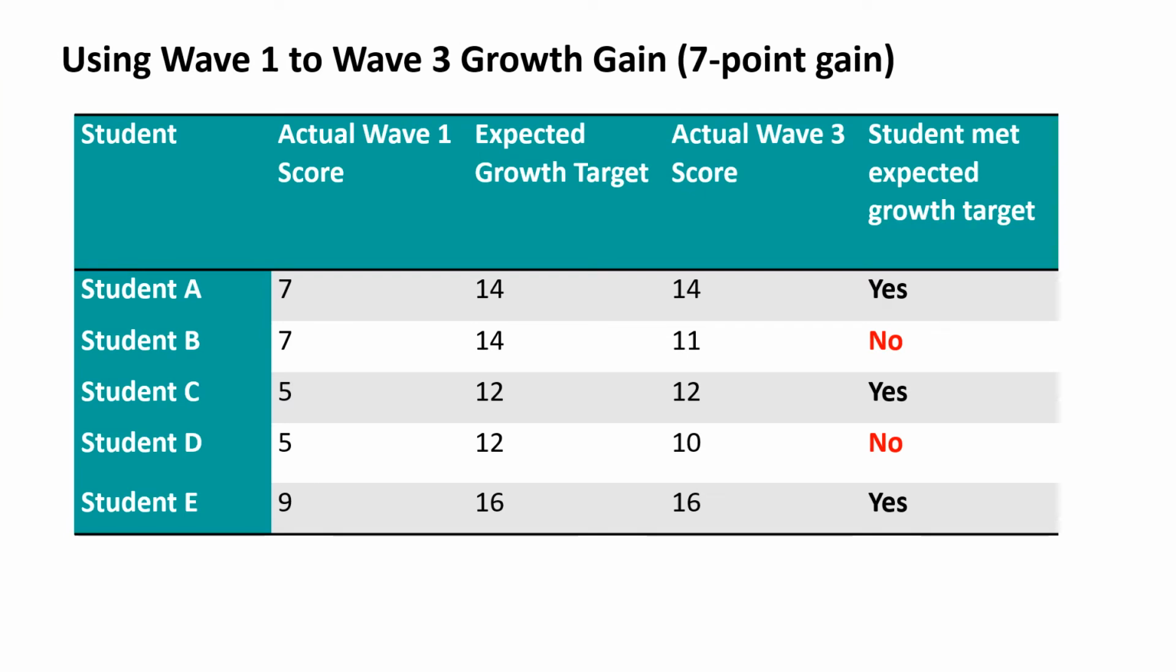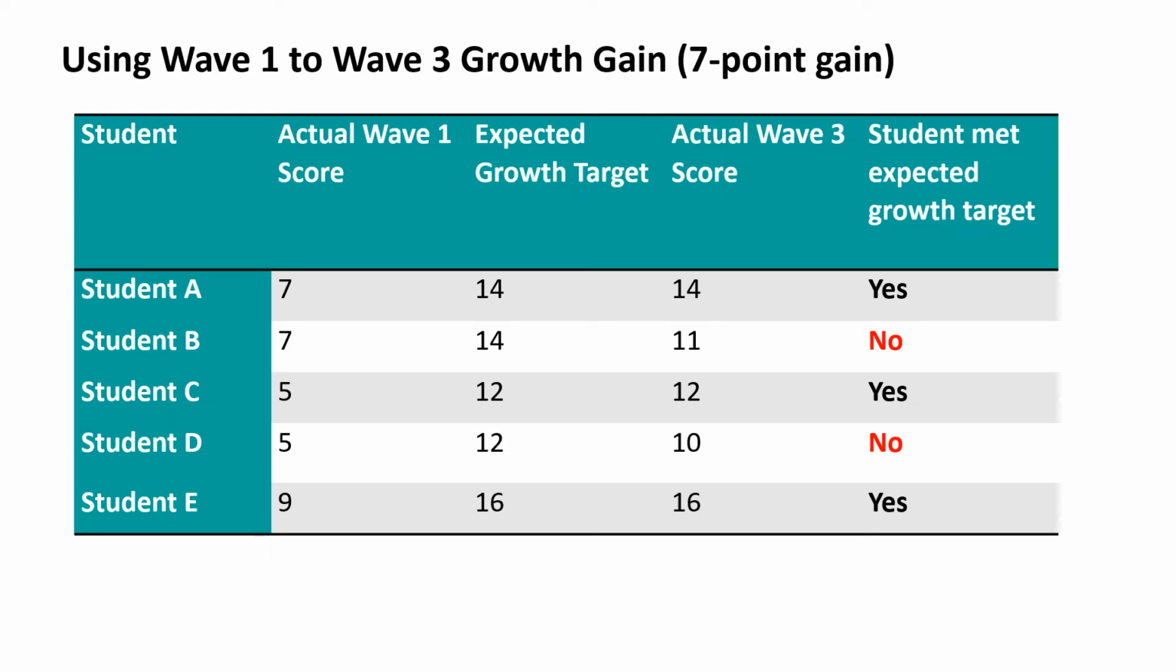On the left, you can see 5 sample students, students A through E. You can see their Wave 1 scores respectively in the second column. Their expected growth targets were calculated by adding 7 points, the overall point gain from Wave 1 to Wave 3, based on the benchmark cut points, to their Wave 1 score. So for student A, whose Wave 1 score was a 7, the expected growth target is a 7 plus a 7, or 14. You can then compare their expected growth target to their actual Wave 3 score to determine if the students met their expected growth target or not.